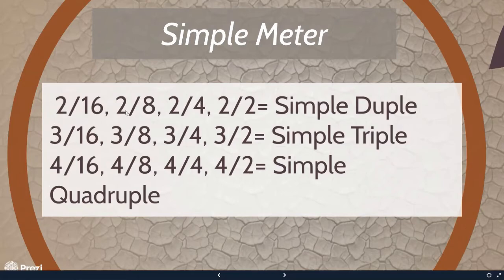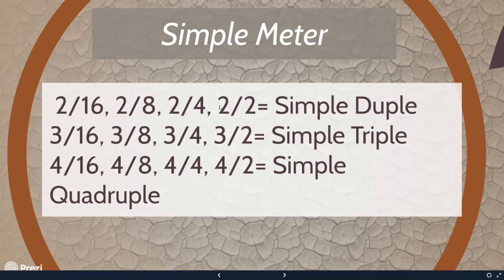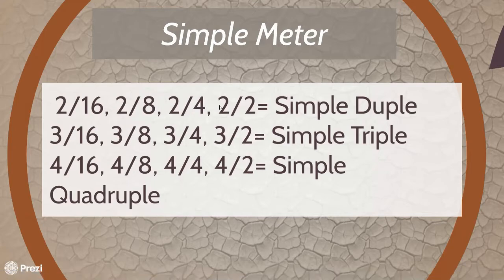Let's look at these examples. 2/16, that's a gross time signature, first of all, but it's called simple duple. It's simple because it has a 2, 3, or 4 on top, and it's duple because it has 2 beats per measure. So 2/8 would be simple duple, and 2/4 we know very well: 1 and 2 and 1 and 2 and 1 and 2. Then 2/2, cut time: 1, 2, 1, 2, or 1, 2, 3, 4. 2/2 is also cut time.